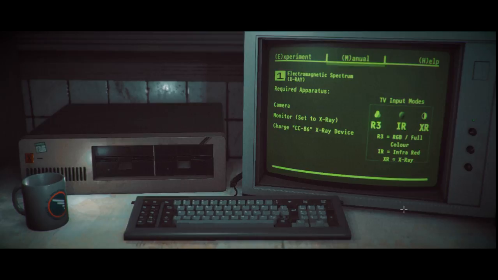Noting CC86 is the X-ray device. TV input modes: R3, IR, XR. R3 is red, green, blue, it's full color. IR is infrared, and XR is X-ray. Okay. Manual.